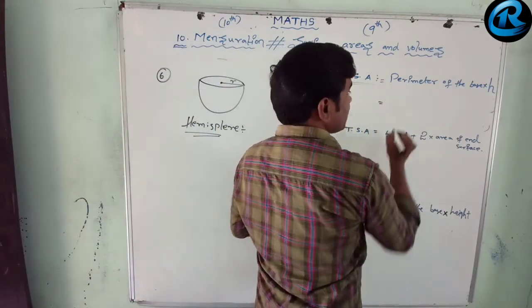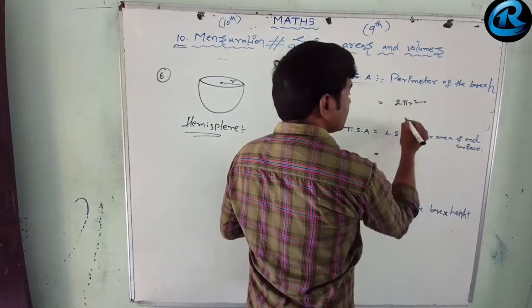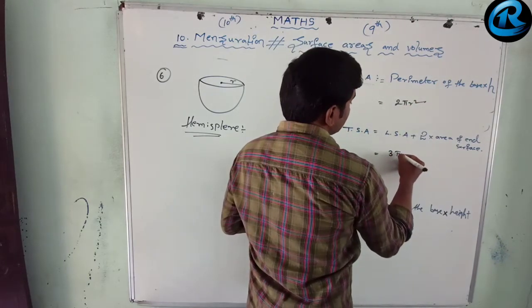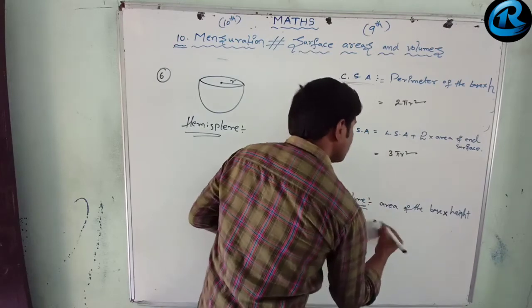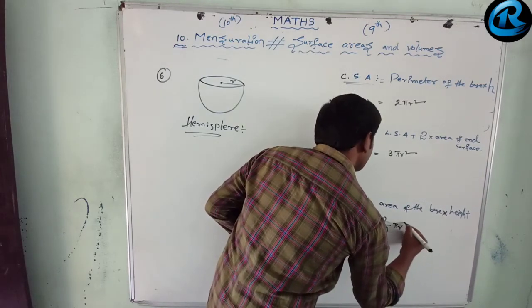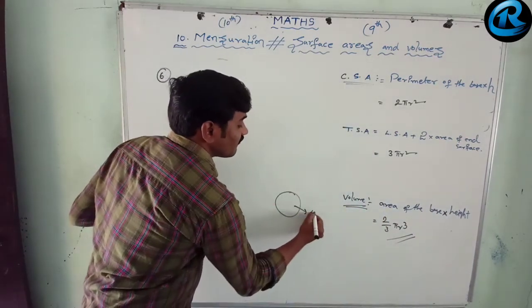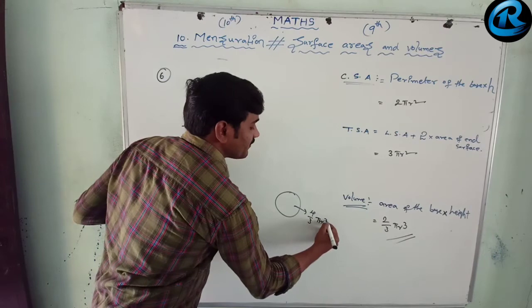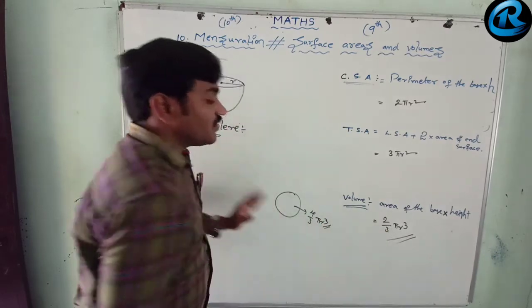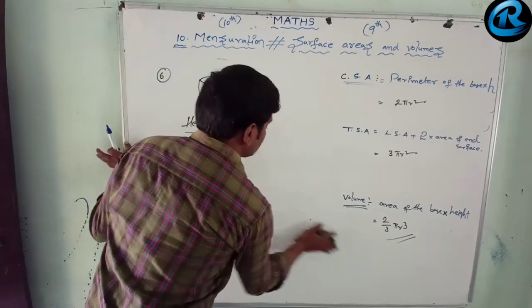The curved surface area of the hemisphere is 2 pi r square. The total surface area of the hemisphere is 3 pi r square. The volume of the hemisphere is 2 by 3 pi r cube. Here the volume of the sphere is 4 by 3 pi r cube, and the volume of the hemisphere is 2 by 3 pi r cube. That you have to remember. And these are the formulas.